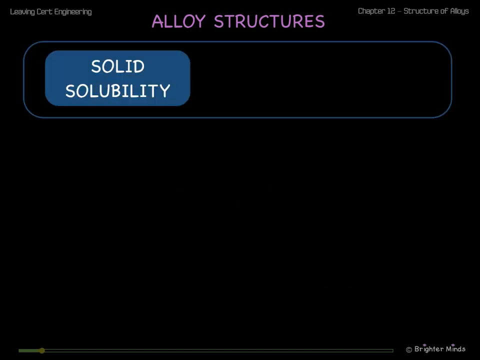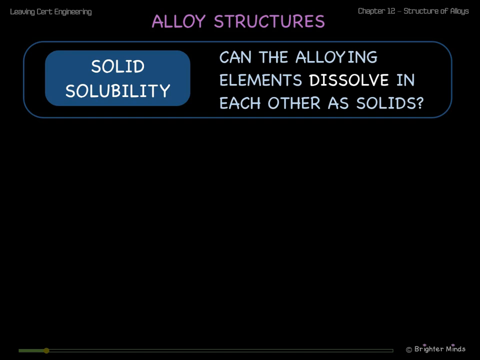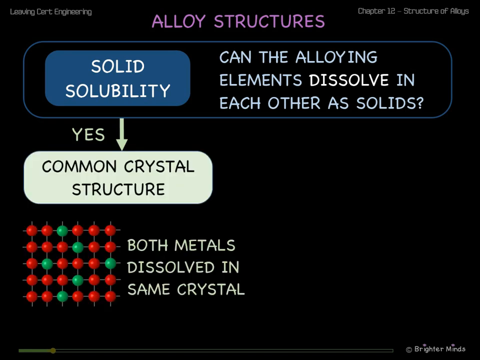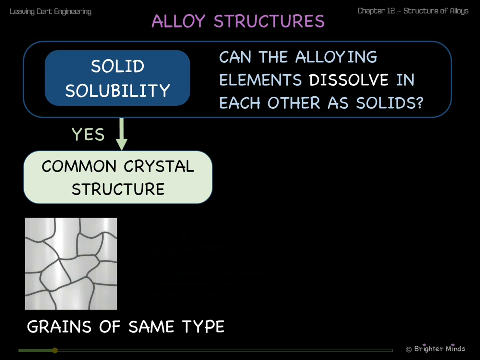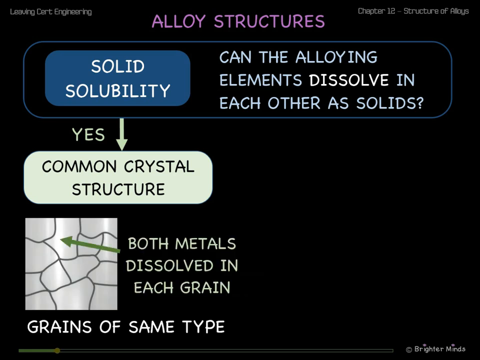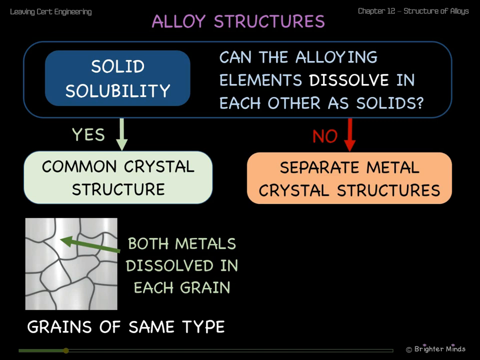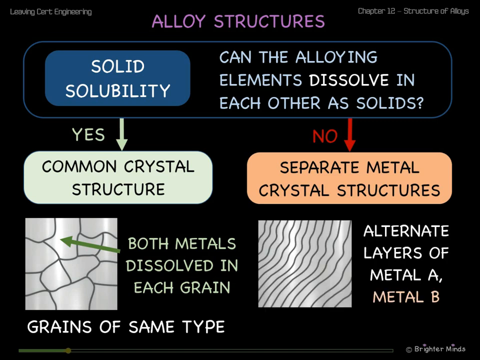The type of alloy structures formed depends on the solid solubility of the component elements. Solid solubility means whether the alloying elements can dissolve in each other as solids. If the alloying elements can dissolve as solids, this means both elements fit in the same common crystal structure. At a larger magnification, the alloy only has grains of the same type, and both elements are dissolved in each crystal grain. If the component elements cannot dissolve as solids, this means the component atoms cannot mix, and instead form separate side-by-side metal crystal structures. The separate metal crystals grow in layers or stripes in what is called a lamellar structure.